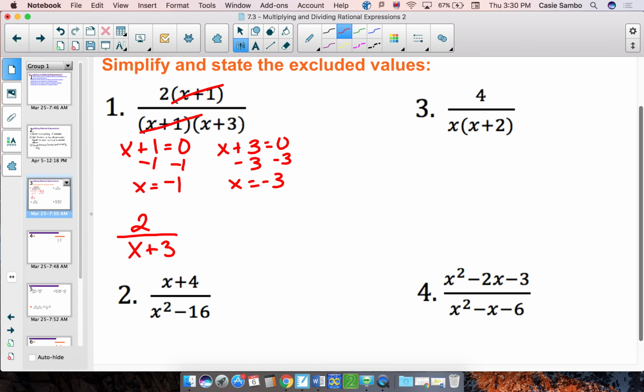So our answer here is going to be 2 over x plus 3, where, we represent that with a semicolon, where x cannot equal -1 or -3. Those are our excluded values.